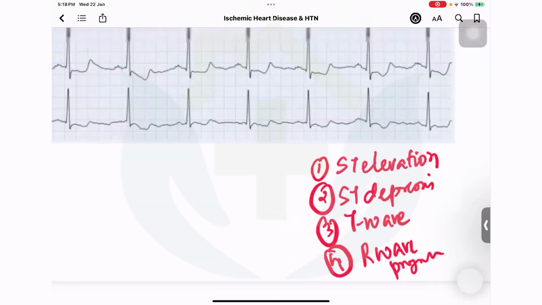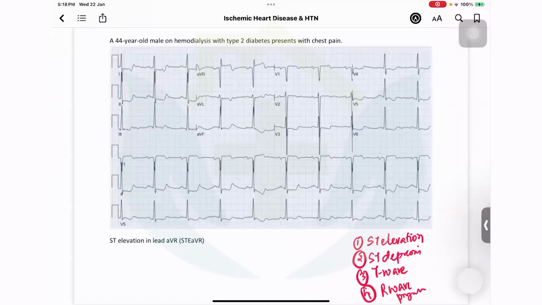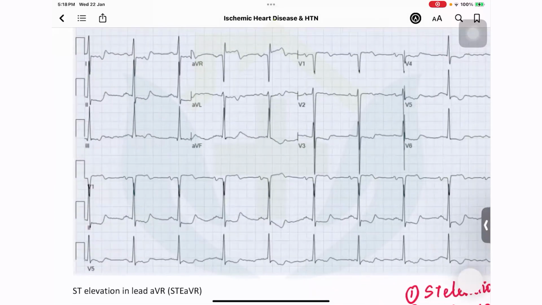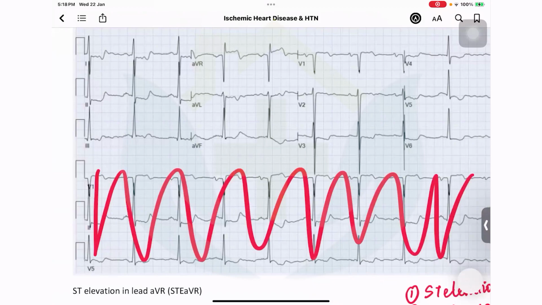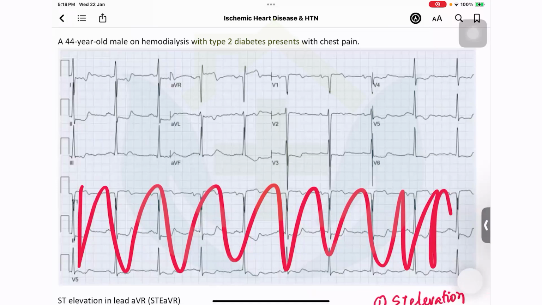Now, all these are signs of ischemia. All right. So now, how many marks will you give to this ECG? Don't look at this. Look at the ECG above only. Can you find any ST segment elevation anywhere?